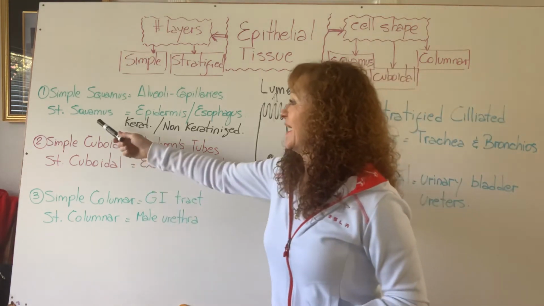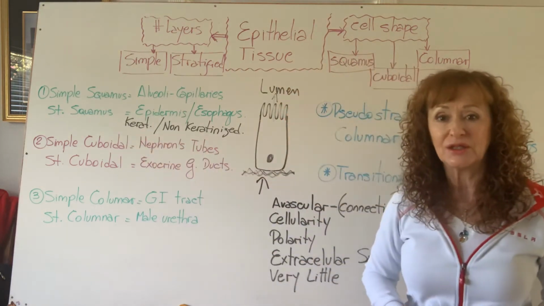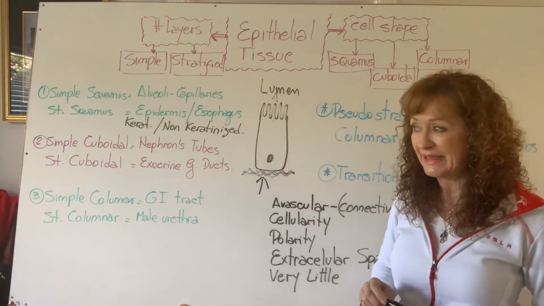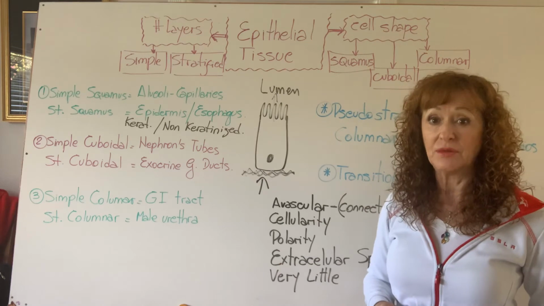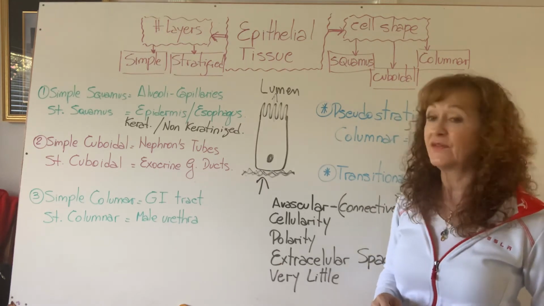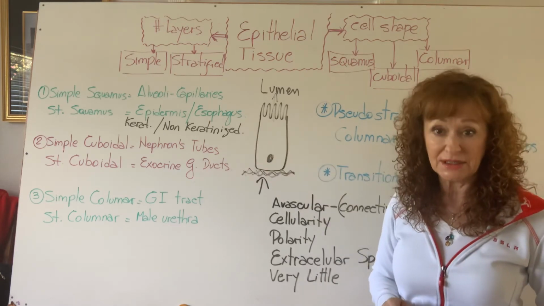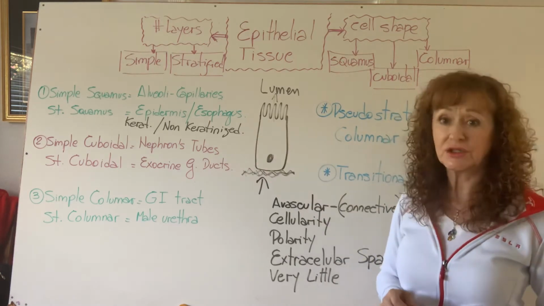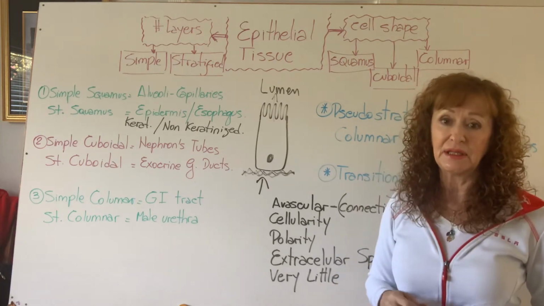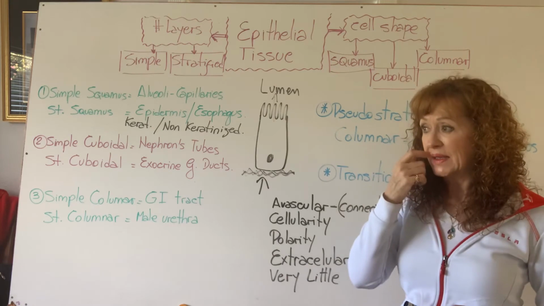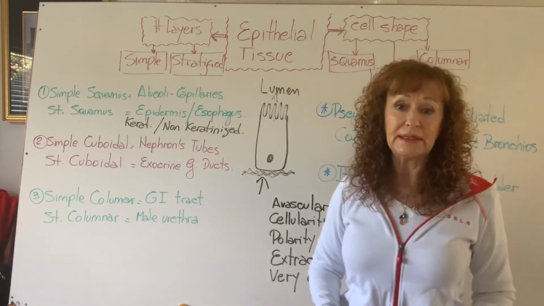Anyway, so this one is the stratified squamous epidermis that contains keratin, or keratinocytes. But we have a certain amount of stratified squamous that is non-keratinized, like for example in your esophagus, in your oral cavity, even in your nasal cavity, around your sinus, the paranasal sinus, even in your intestinal tract.